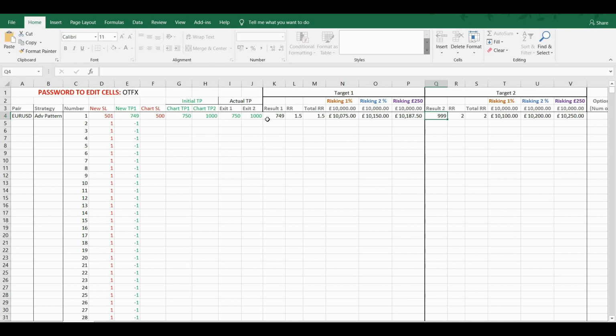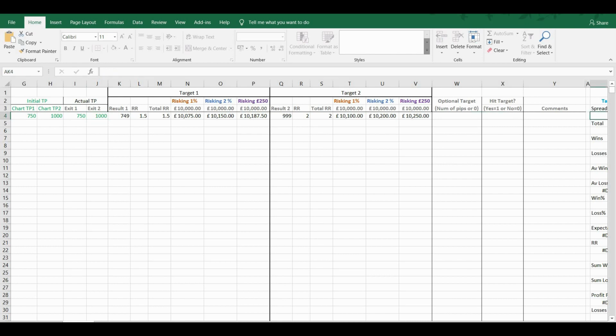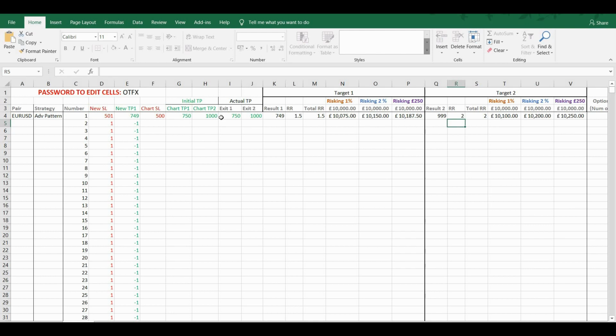And you can see result number 2 is actually, we exited the trade at 100 pips. But here it's only put in 99.9 pips, and that's because of our spread of 1. So it's minus the spread. Hope that makes sense so far.